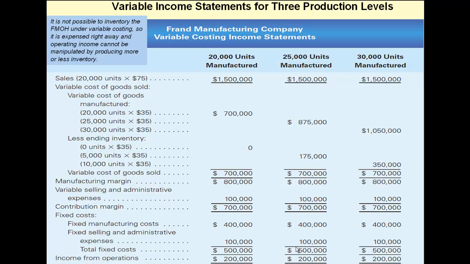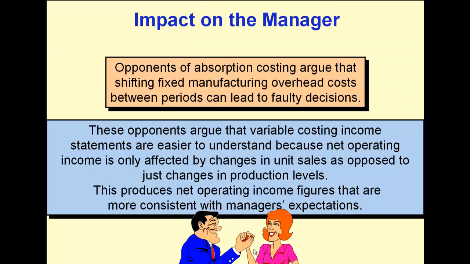And we see under variable costing that our net income is going to be the same under any level. So this is kind of a more pure figure, isn't it? Because we're not able to manipulate our net income or our income from operations just by simply building up and building up and building up more inventory. This kind of summarizes what we were discussing a second ago.